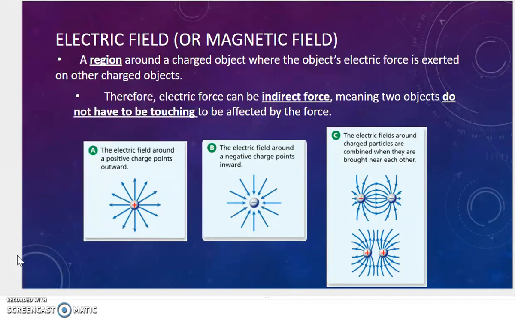Next, we're going to talk about how this electric force sets up an electric field. An electric field is just a region or an area around a charged object. It can be an indirect force, which means two items do not have to be touching each other for there to be pushing and pulling going on between them, as you probably know with magnets.